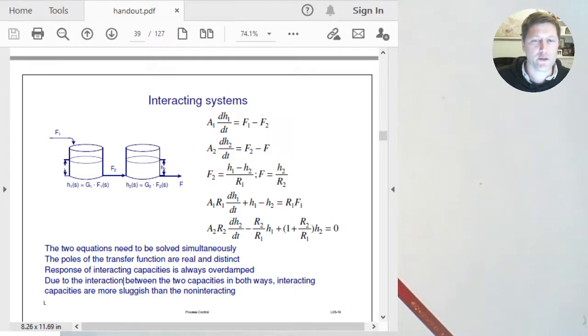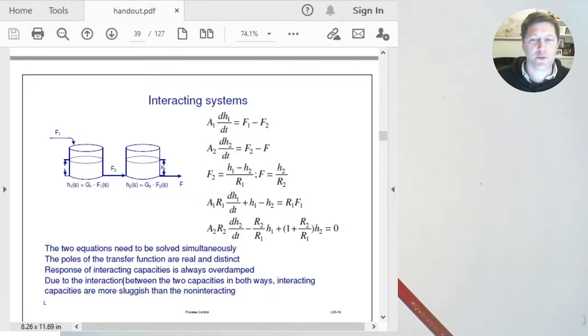Now we can do that, of course. We could use a matrix form. We can do it by substitution. And if you look in the course textbook, you'll find that worked through and you can see this. For the purposes of right now, we can just look at what happens generally. What we will find is that the poles of the transfer function are real and distinct, and that the response, therefore, of the interacting capacities is always overdamped.